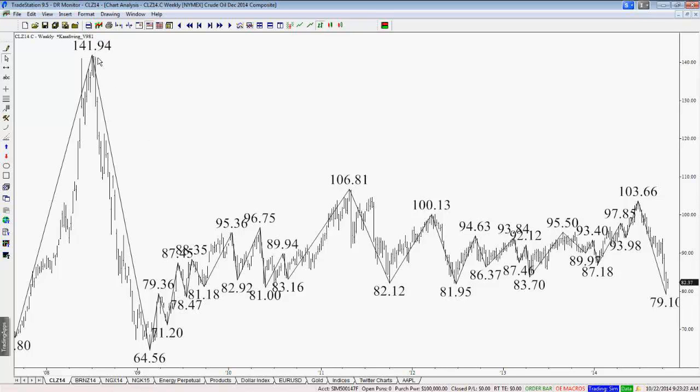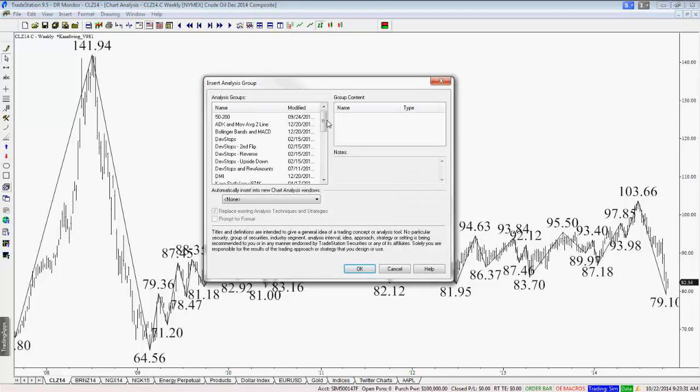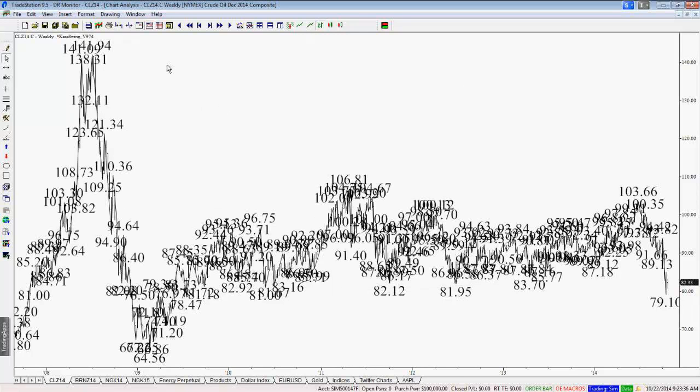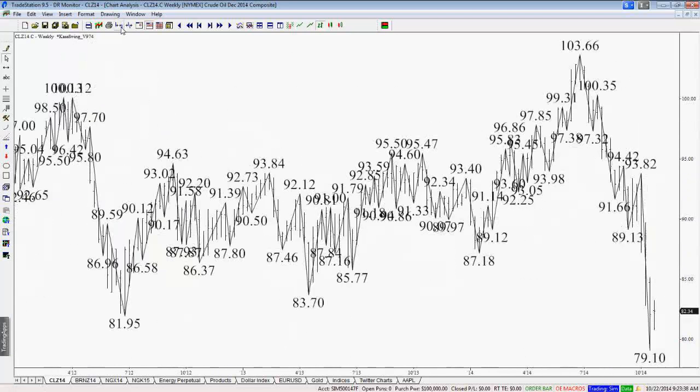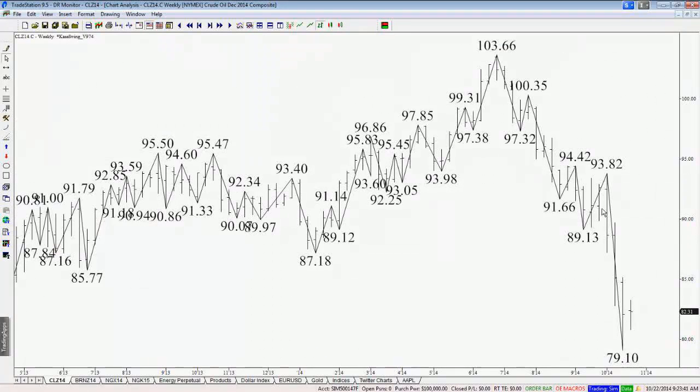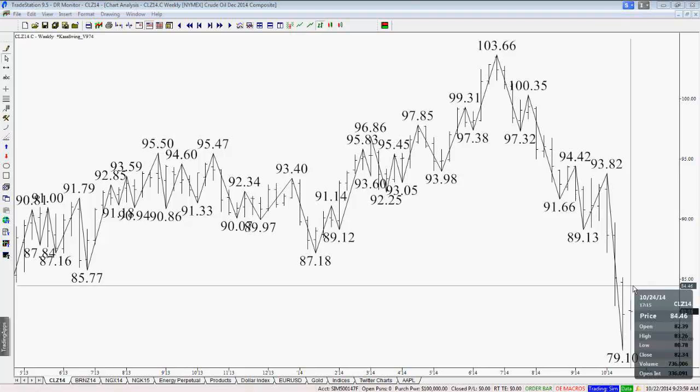I'm using our Case Swing indicator, by the way, to pick the waves. And I might be able to use a more sensitive Case Swing, like Case Swing 1, to maybe get some detail here on the weekly chart and pick some waves down. But even then, if I take the 103.66, 97.32, 100.35, 103.66, 91.66, 94.42, 103.66, 89.13, 93.82, 103.66, 79.10 back up to whatever this is here, which is 83.26.